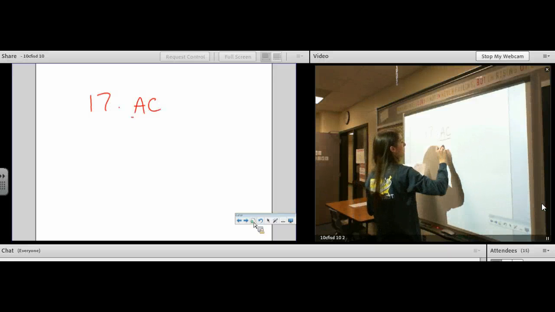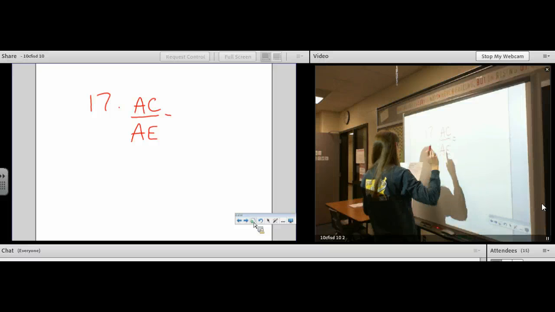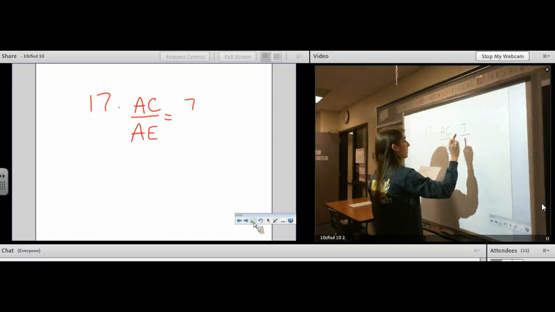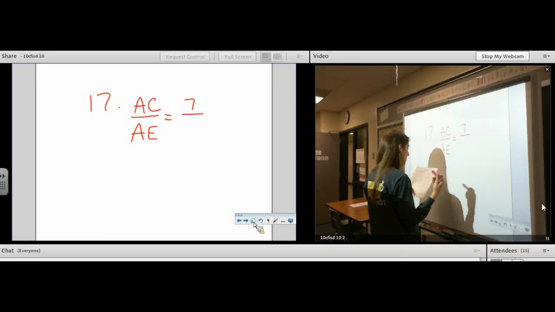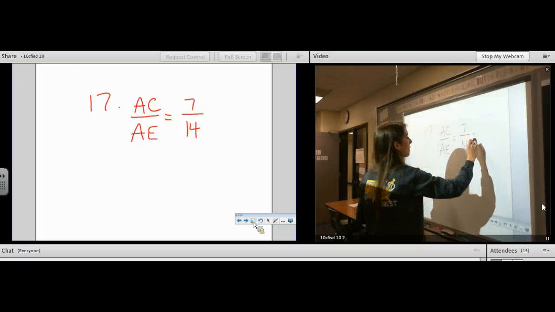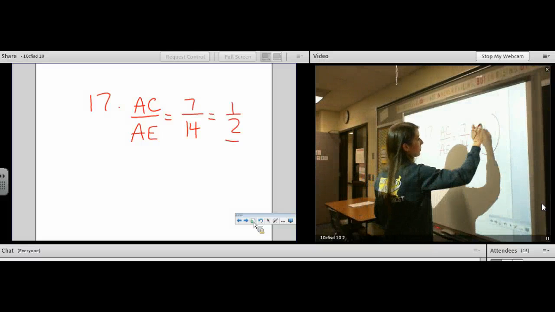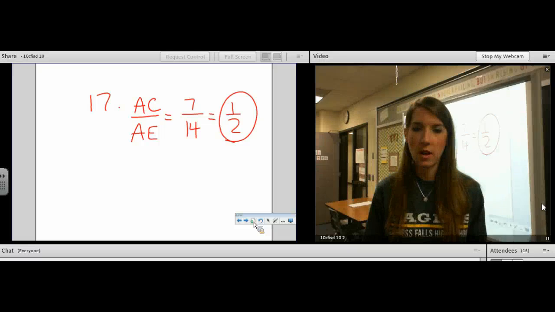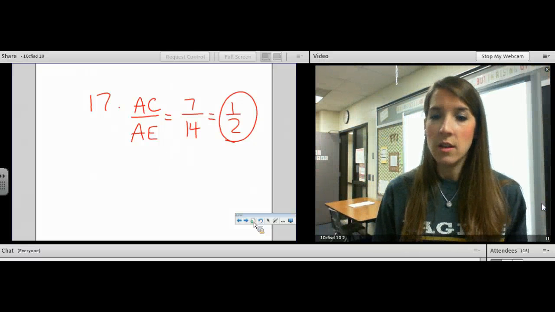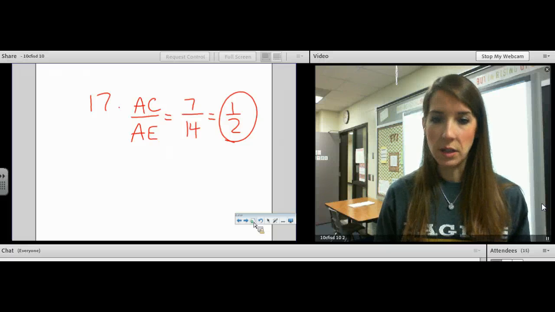AC compared to AE. So let's find the length of AC. AC is 2 plus 5, 7. AE is the whole segment. So we've got 7, 8, 9, 10, 14. You're just adding up segment addition, 2 plus 5 plus 3 plus 4. And so that's where we get the 1/2. We always, always, always put our answers as reduced fractions, as simplified fractions. 7/14 would not be a good answer.